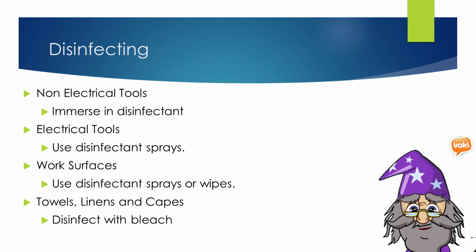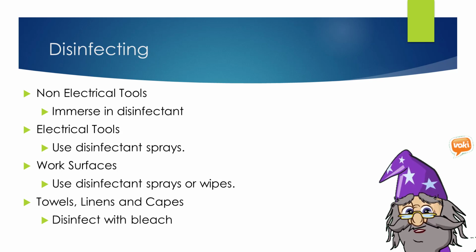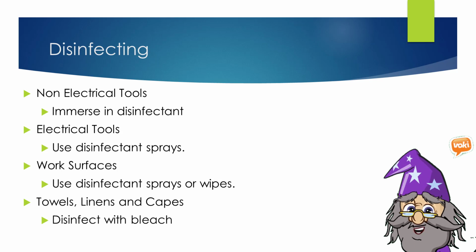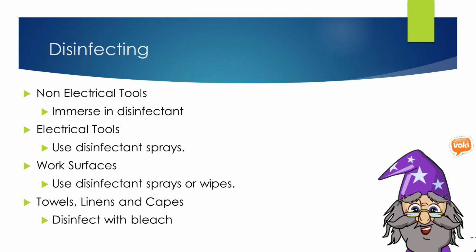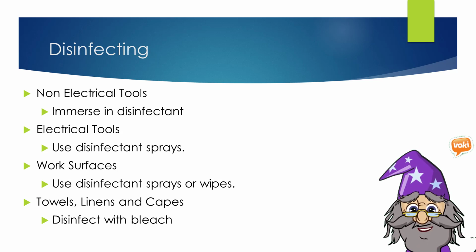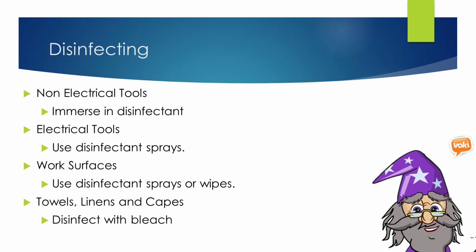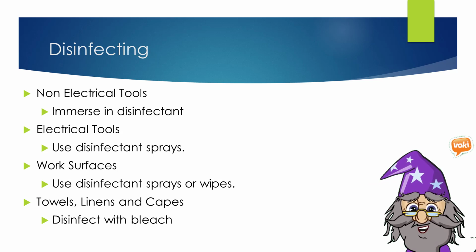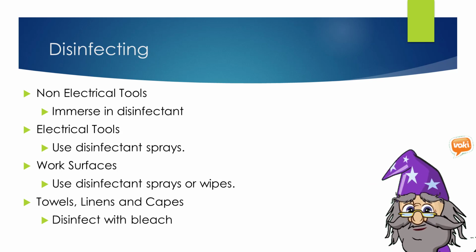All of our tools and implements need to be thoroughly cleaned and disinfected. You need to understand how to disinfect each of the different types of items used on a regular basis. Non-electrical tools such as combs, brushes, rollers, perm rods, and other non-porous items should be immersed or submerged in a wet, disinfectant container for the manufacturer's recommended contact time.